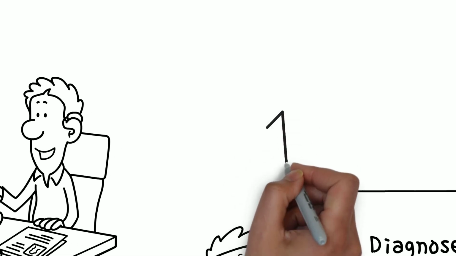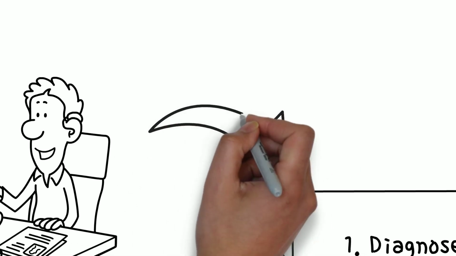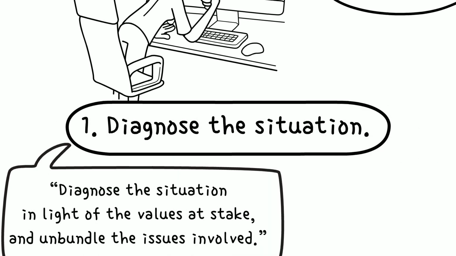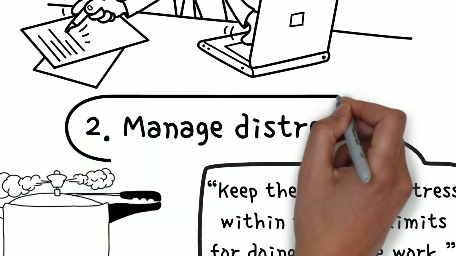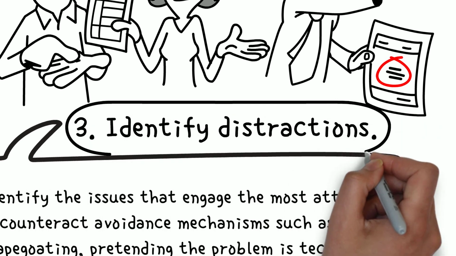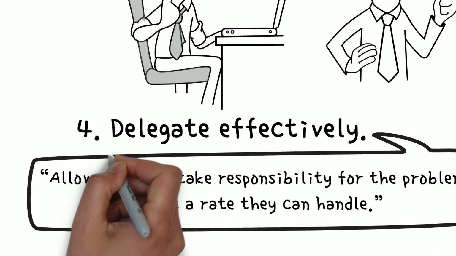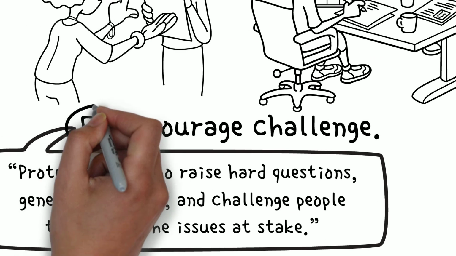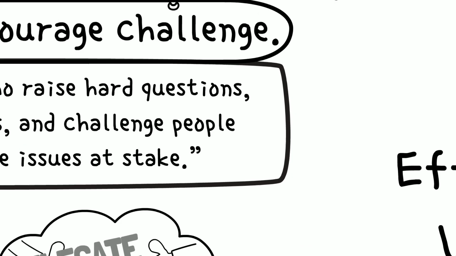So, to become a leader who can effectively navigate change, adopt the 5 principles of adaptive leadership. 1. Diagnose the situation. 2. Manage distress. 3. Identify distractions. 4. Delegate effectively. 5. Encourage challenge.